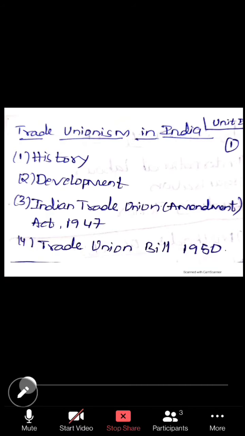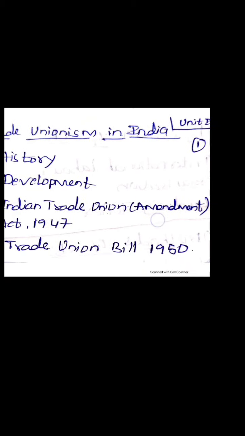So first you have to write about history, that during British rule there was a lot of agitation and strikes going on and that led to the momentum. And you have to write about development, about the trade union formation and all. And you have to write about the Indian Trade Union Amendment Act, where you have to write about recognition. And for the Trade Union Bill 1950, you have to write that Indian was removed in the name.